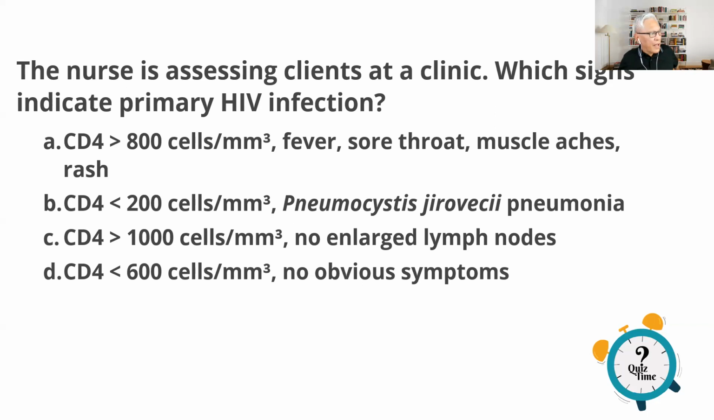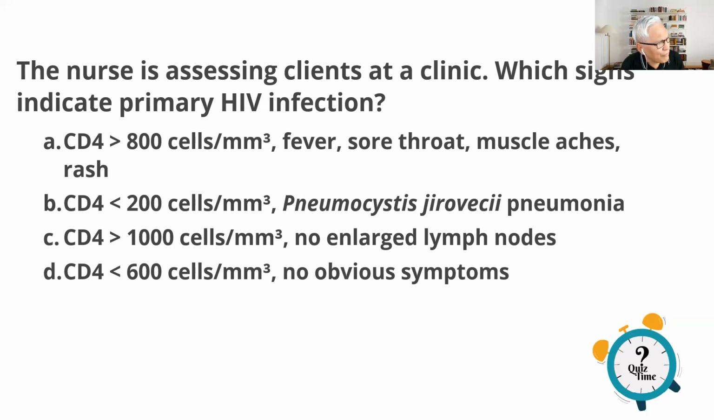Okay, so I see that everyone has different answers. So what is the keyword over here? The nurse is assessing clients at a clinic, which signs indicate primary HIV infection. So this is phase 1, or primary infection or acute infection. And usually when you have an acute infection, you have signs similar to having a flu. So you will have an increase in viral replication, which leads to a very high viral load, and also a decrease in your CD4 cell count.